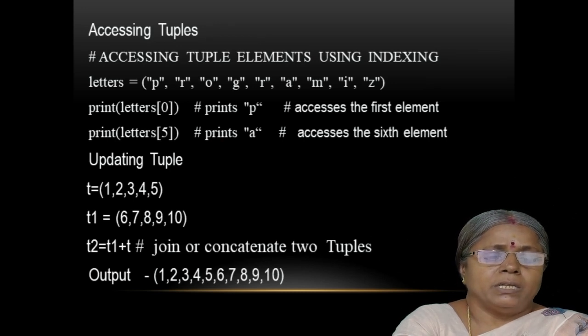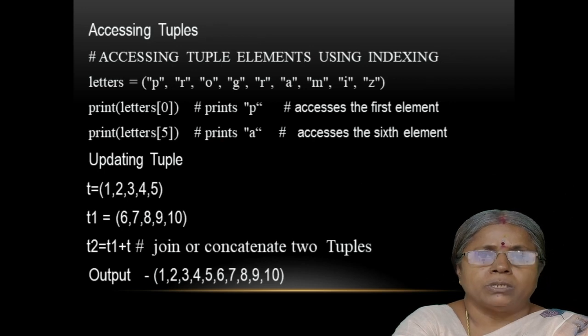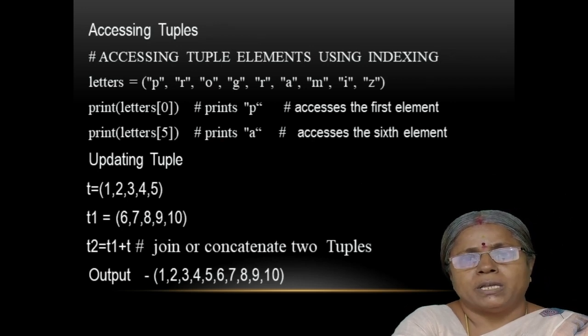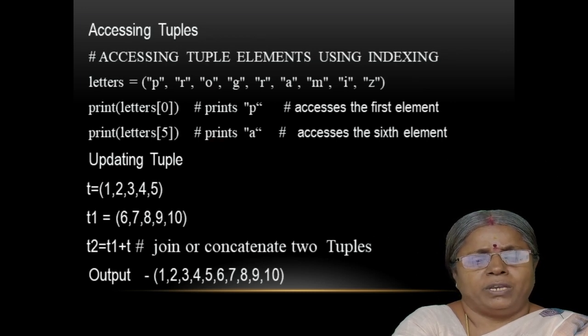The next method is how to concatenate or update tuples. By using the assignment operator and the concatenate operator plus, we can join two tuples. Here t is one tuple, t1 is another tuple. Suppose we want to create a new tuple by concatenating two tuples as t equal to t plus t1, to combine or join the two tuple variables.